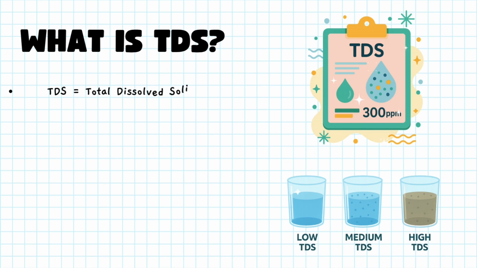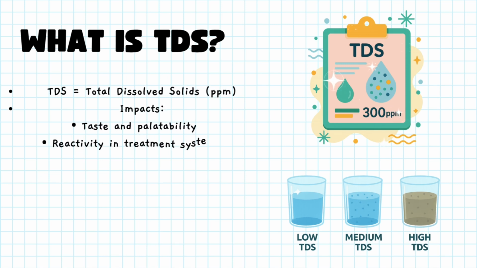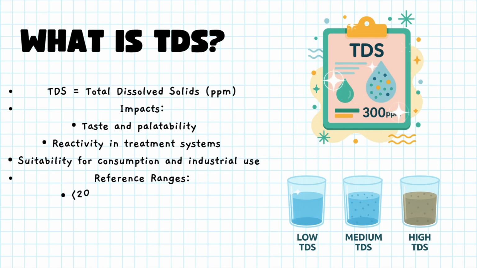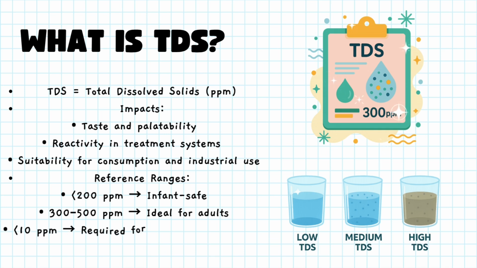TDS quantifies all dissolved substances in water that pass through a 2-micron filter, primarily inorganic salts like sodium, calcium, and chloride, but also trace organics. It's typically reported in parts per million, ppm, which is equivalent to milligrams per liter. High TDS can affect taste, corrosion rates, and biological compatibility.